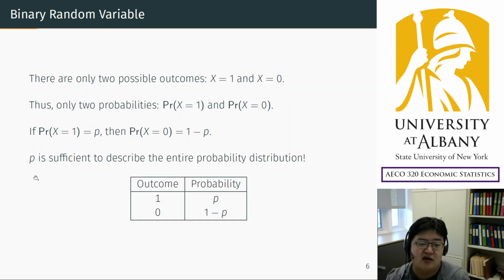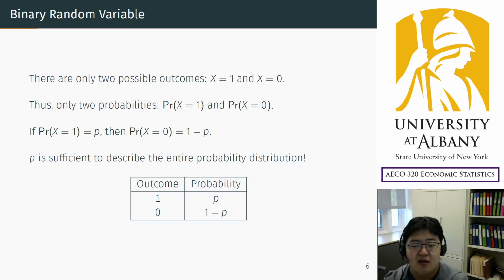Therefore, in the end, we just need one parameter to describe the entire probability distribution, because we assumed that the random variable is binary. So you may think it's obvious, but yes, it's obvious, it's trivial, but from here we are going to develop more complicated results in the following videos. So wait a few more minutes, then you will see actually it's not that simple.